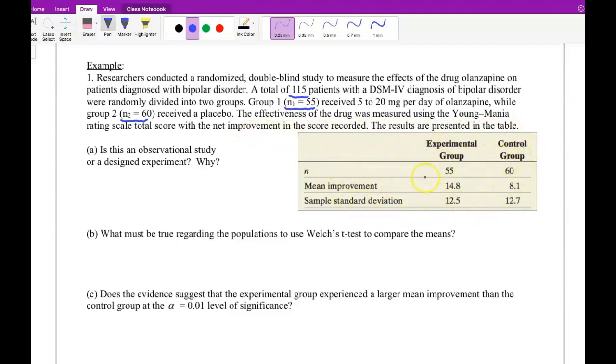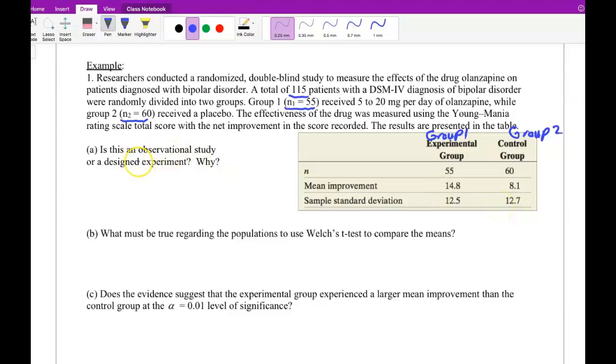So what we have, the sample size for the experimental group, the first group, so this is group 1. This was group 2. For the experimental group, sample size is 55, mean improvement 14.8, and sample standard deviation 12.5. And here for our second group, we have n at 60, mean improvement is 8.1, and sample standard deviation 12.7.